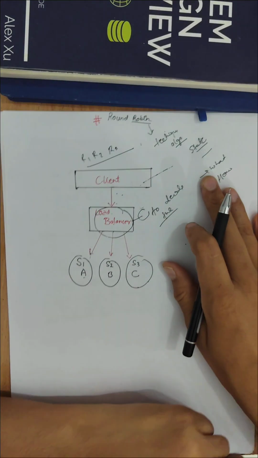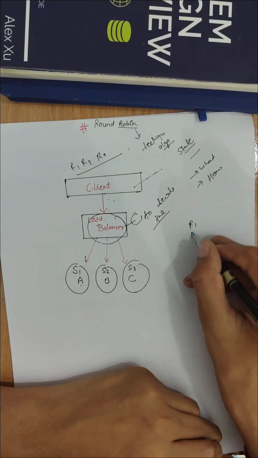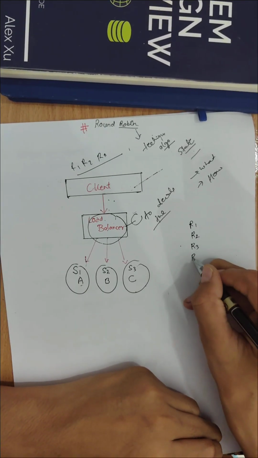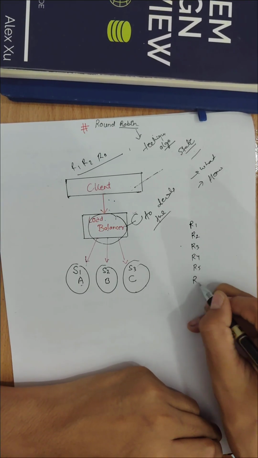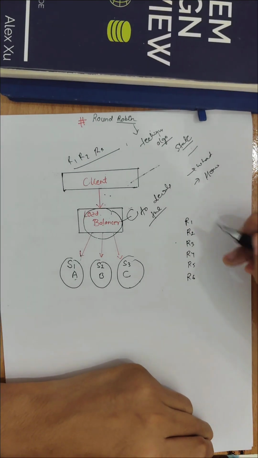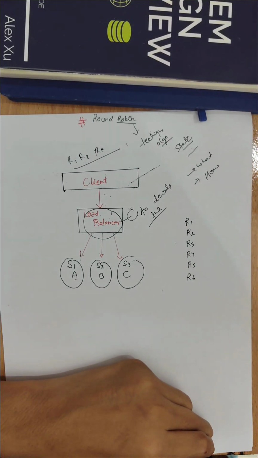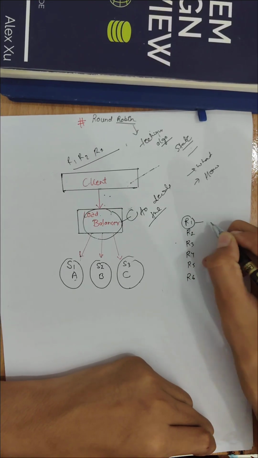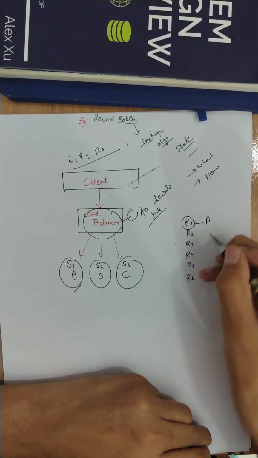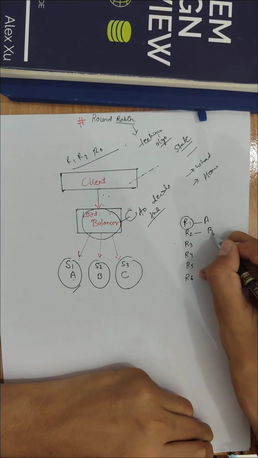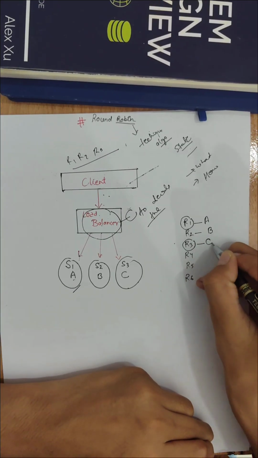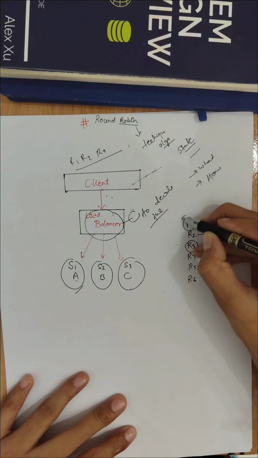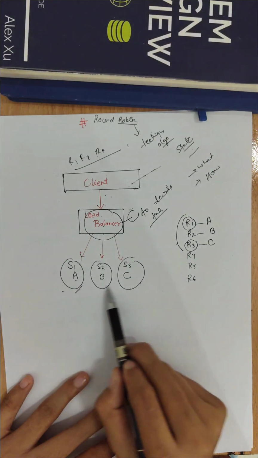So how is it going to work? Let's say we have request 1, request 2, request 3, request 4, request 5, request 6. Let's say different clients initiate different requests, and right now we have 6 requests. So how will round robin distribute the requests? The very first request will pass on to the first server, server A. The second request will pass on to server B, and the third request will pass on to server C. So the very first 3 requests pass on to the 3 servers.